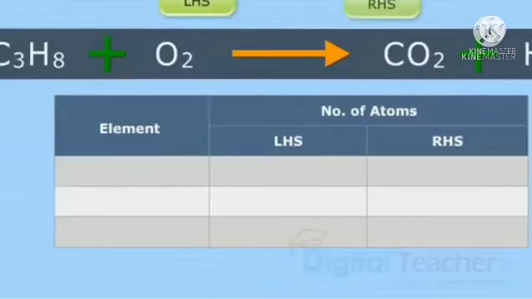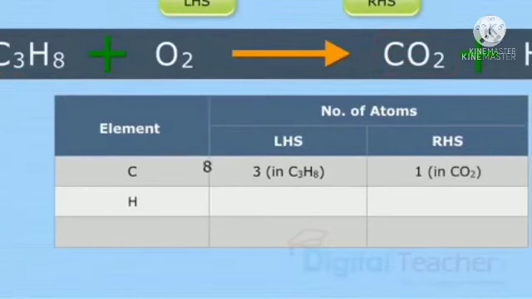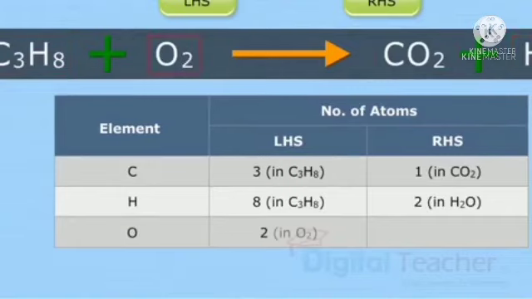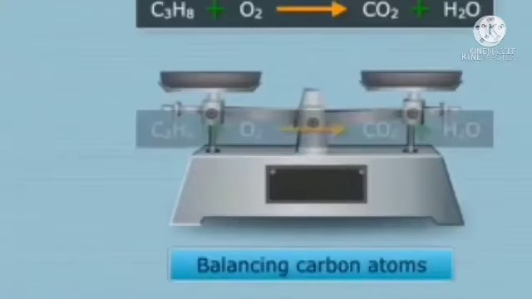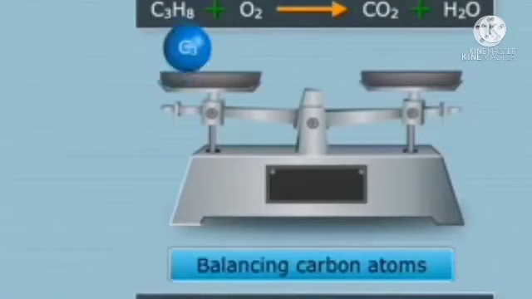Then tabulate the formula units in the equation. Here carbon C, hydrogen H, and oxygen O are the formula units. Carbon: left side reactants 3 atoms, right side 1. Hydrogen: 8 on the left, 2 on the right. Oxygen: left side 2, right side 8.